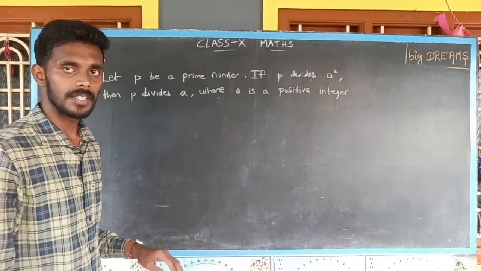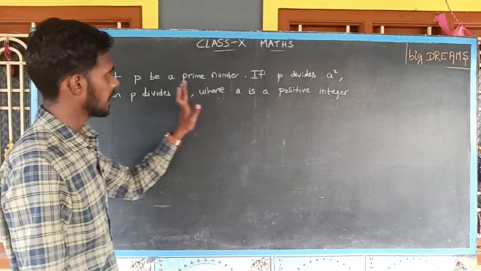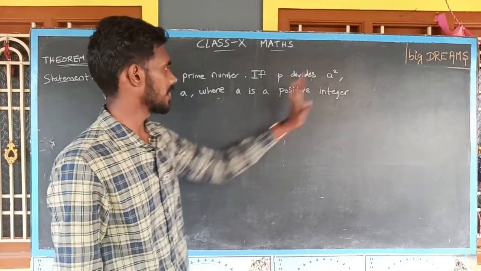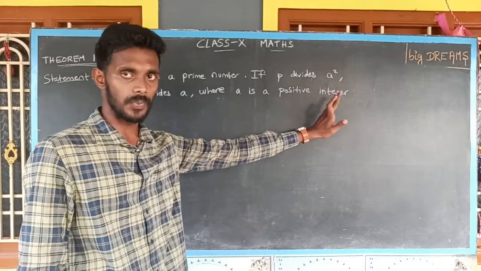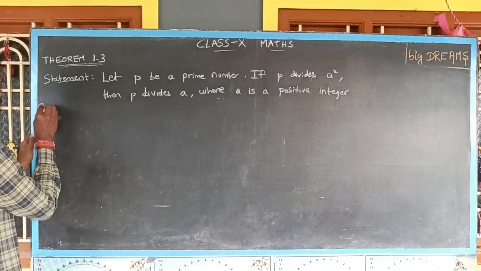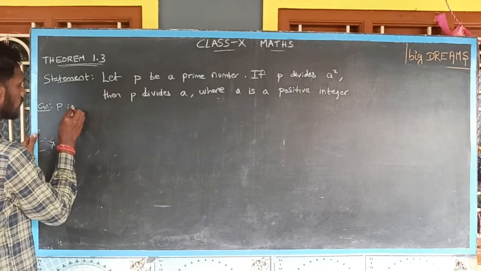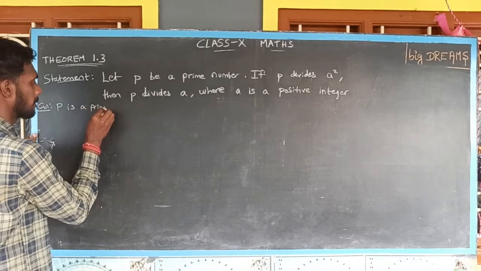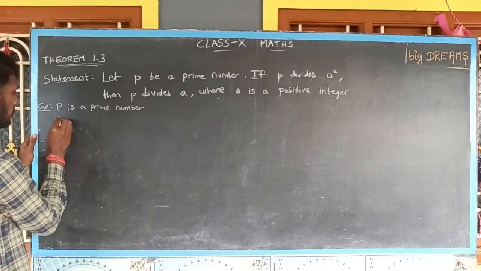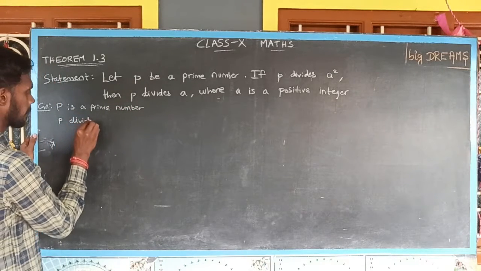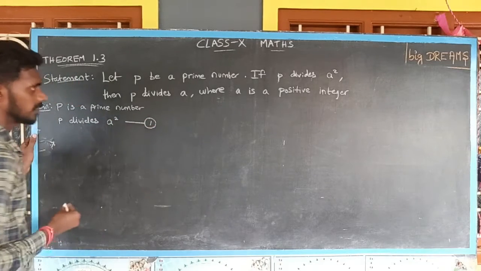Students, in this session, let's see Theorem 1.3. The statement is: let P be a prime number. If P divides A square, then P divides A, where A is a positive integer. So let's write the given data. They have given that P is a prime number and P divides A square. Name this as step 1.